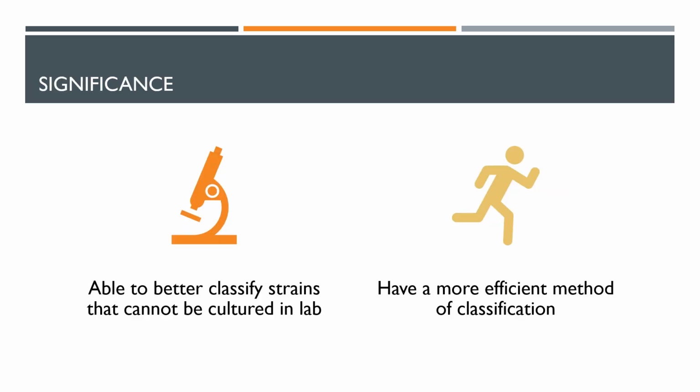So what is the significance of all this? Why do we care so much about classifying species? It's really important to be able to classify species because we want to better understand strains that can't be cultured in the lab. Also, this project is going to work on ways that we can more efficiently classify different strains and species, because it is really important to have efficiency as well as accuracy.